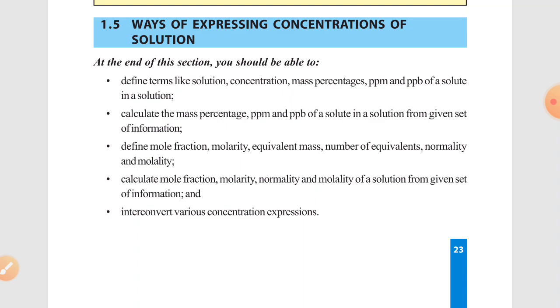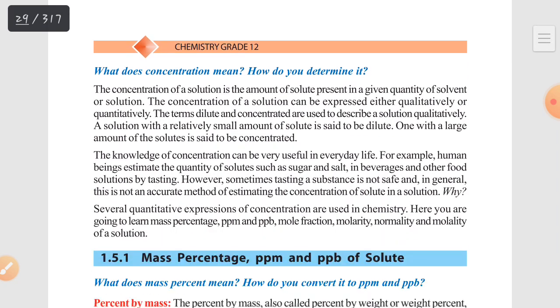After this section, define terms like solution, what concentration is, mass percentage, parts per billion. We will look at these. How to calculate mass percentage, how to calculate parts per million, how to calculate parts per billion, mole fraction, molarity, equivalent mass, number of equivalents. We will look at all of these.